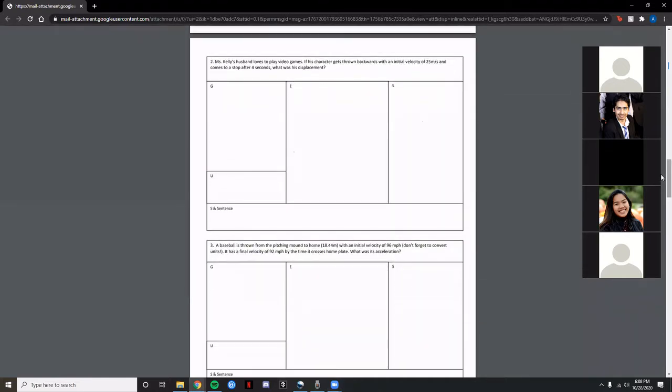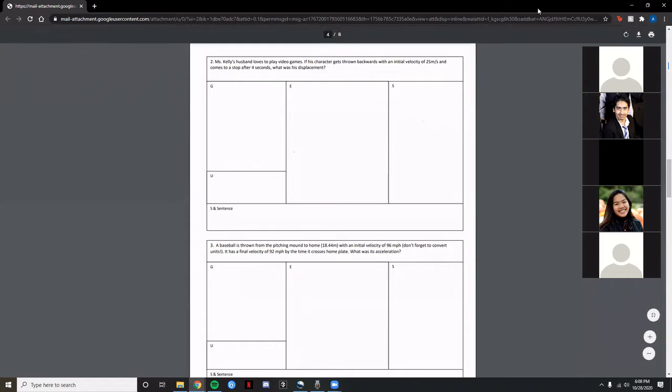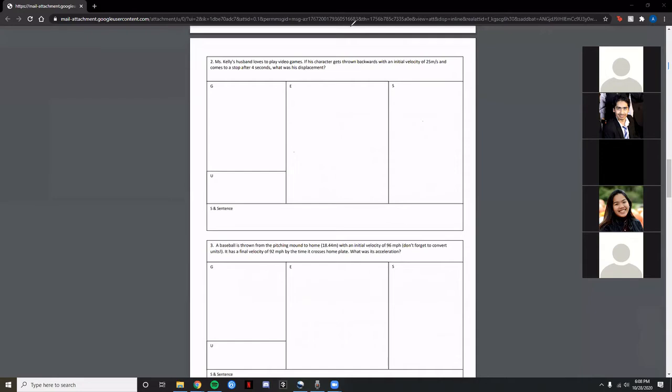All right, so moving on to question 2. Miss Kelly's husband loves to play video games. If his character gets thrown backwards, so he's going backwards, that's a key word, I would underline that, with the initial velocity of 25 m/s, and comes to a stop. Comes to a stop means that's v of f. So we've got v of f as well. After 4 seconds, we have time. What was his displacement, or his distance, basically?